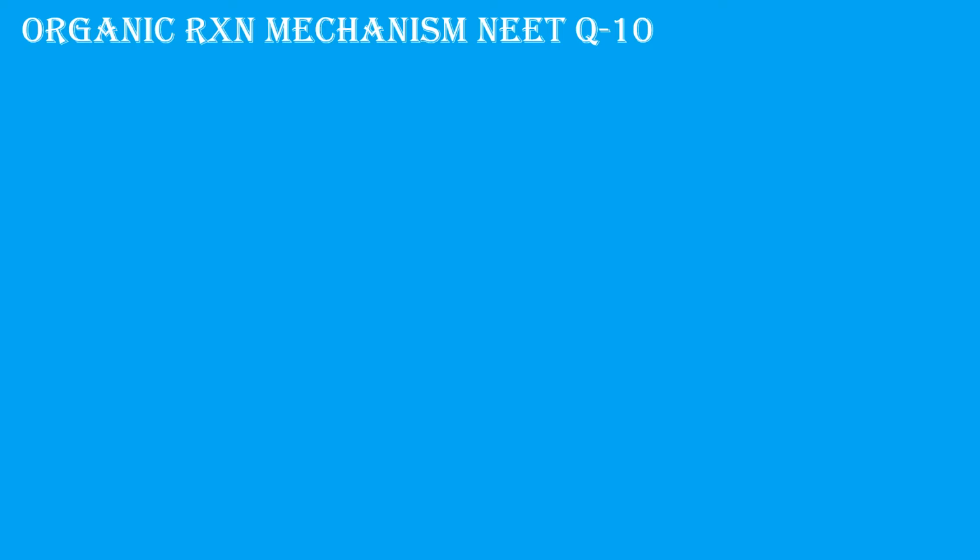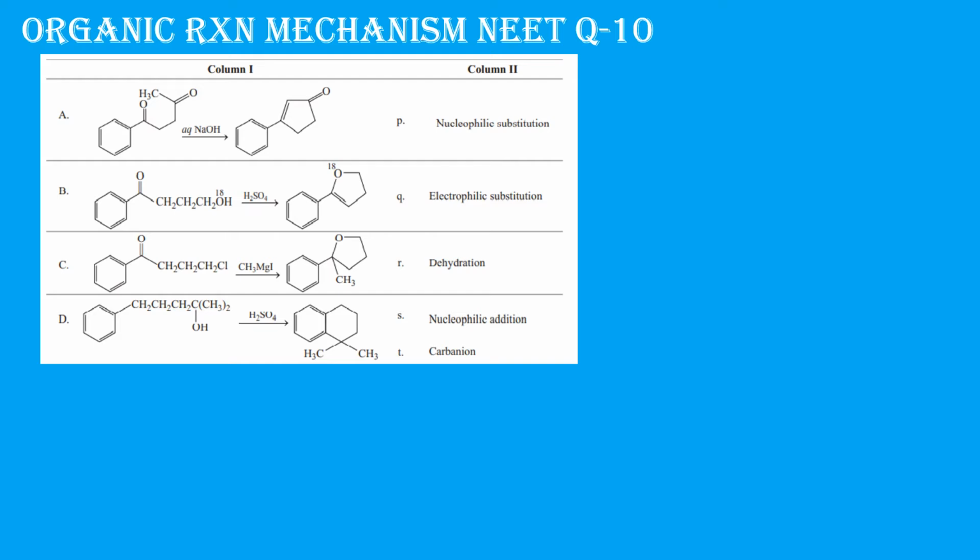It's very useful. Nowadays I'm going to discuss very important questions. It's not a normal question. What is the question now? This is the question. In column 1, all the reactions are there. In column 2, what type of reactions occurred in these reactions? Whether it is a nucleophilic substitution or electrophilic substitution, dehydration or nucleophilic addition, or whether a carbanion is formed in this reaction or not. That we are going to see in these reactions.